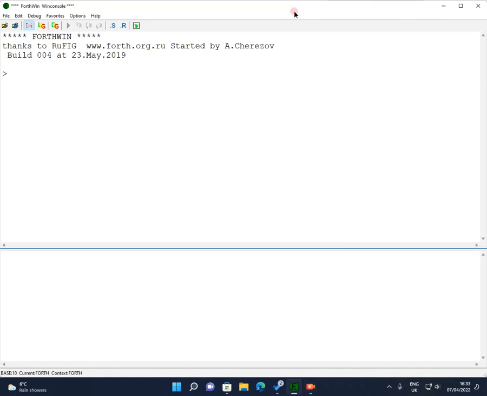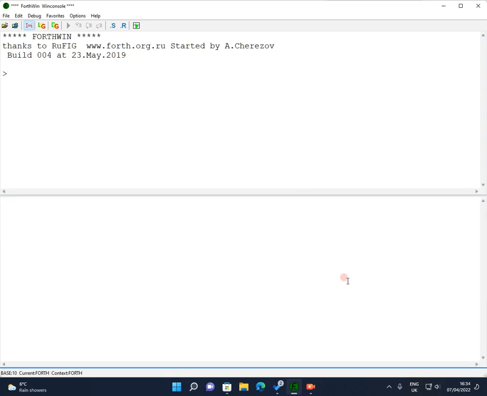Let's have a go at making an equation solver in Forth. So here I'm using Forth Win. It's a version of Forth that runs on Windows. It's free in cost and it's also open source as far as I know. And we're going to look at this application today.